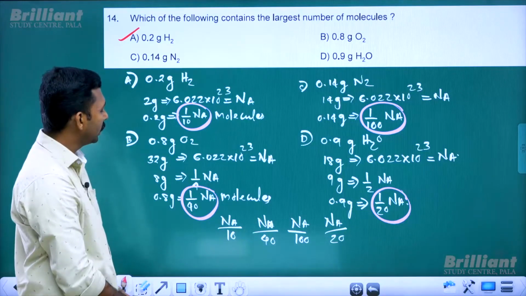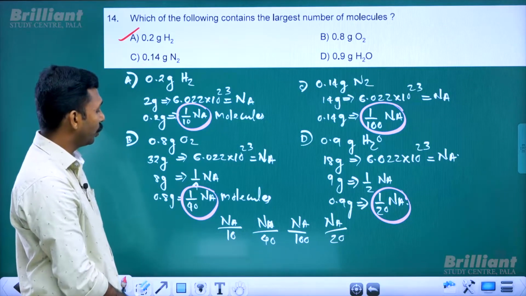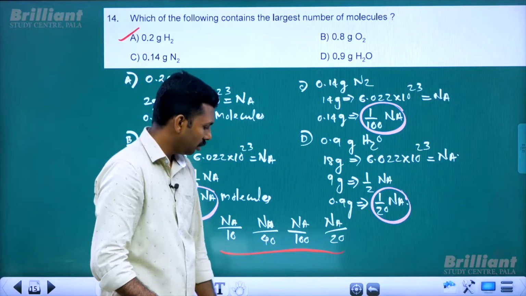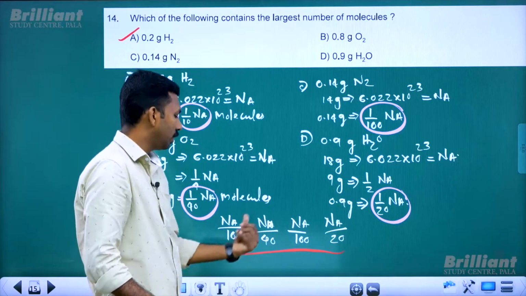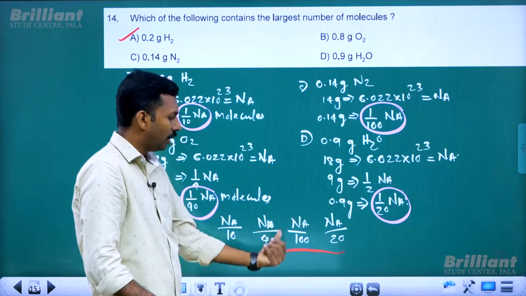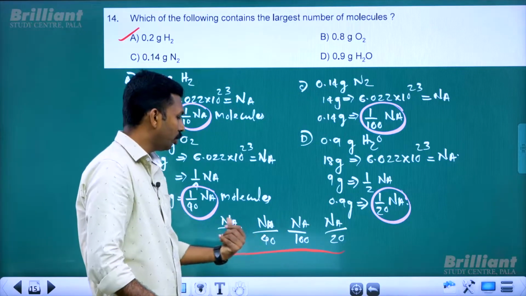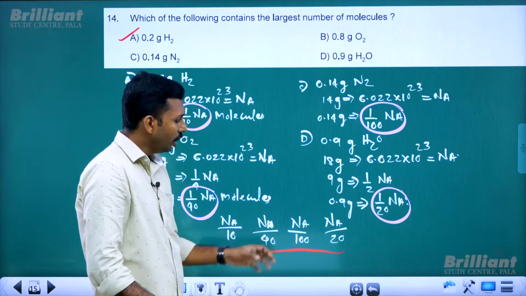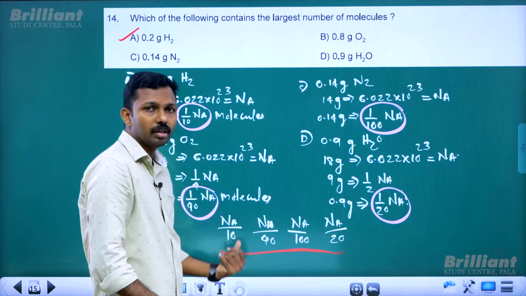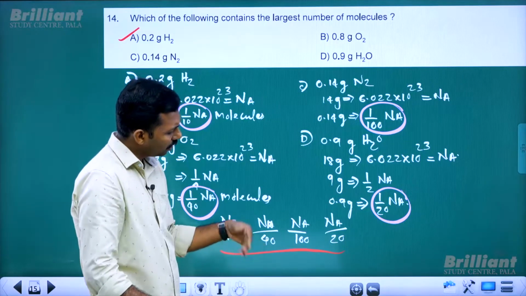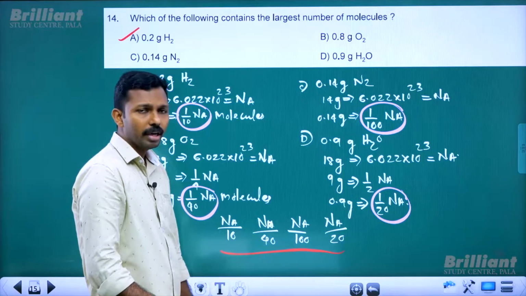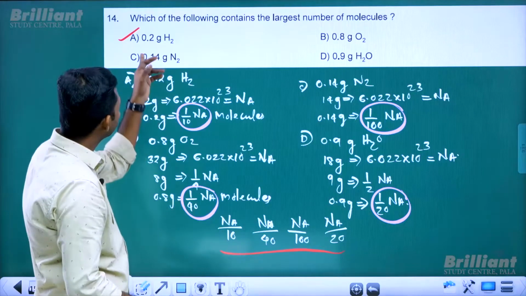But I think it is an easier way to compare such numbers, right? The same number is divided by 10, 40, 100, 20. No doubts, as the numerators are the same, we can take the highest number as the one having the lowest denominator. Which is the least number here? Na by 100, no doubt. So the answer option will be A.